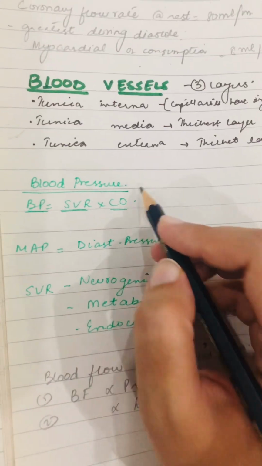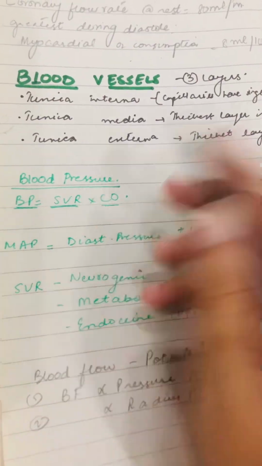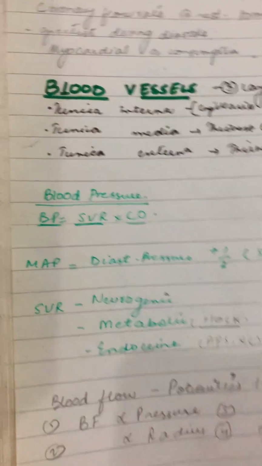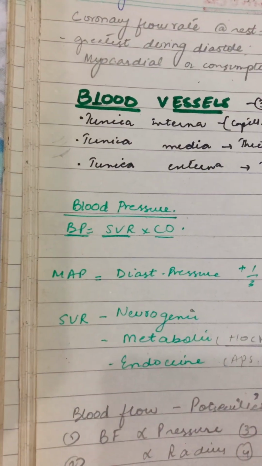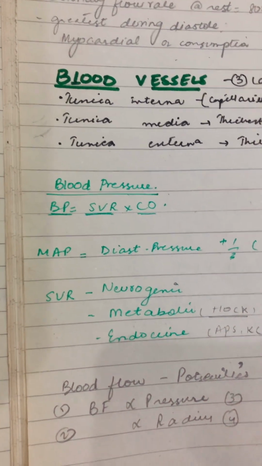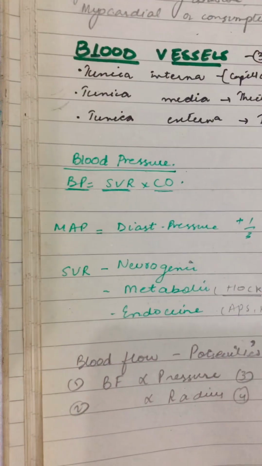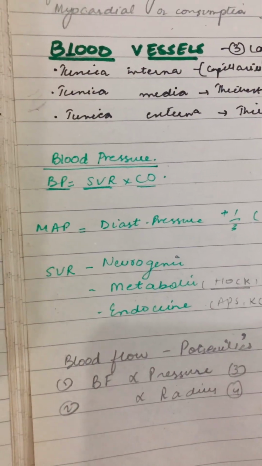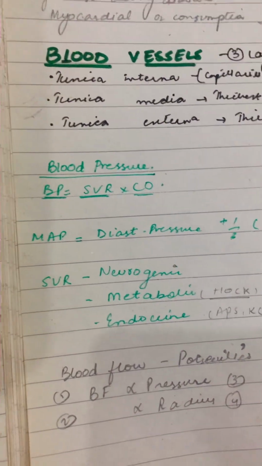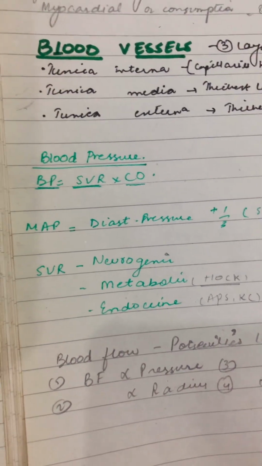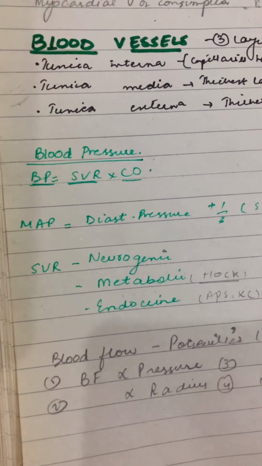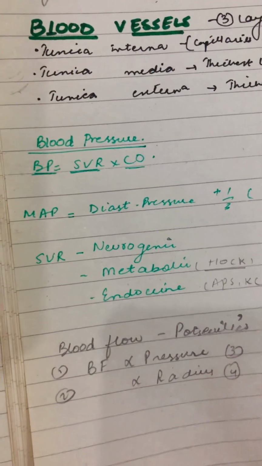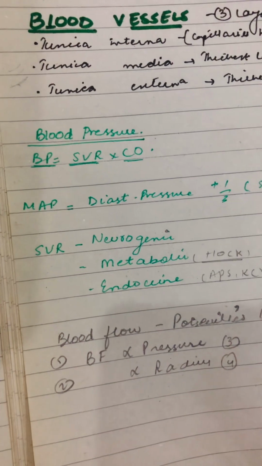Now the blood pressure. Blood pressure is equal to systemic vascular resistance into the cardiac output. It depends upon six factors, that is the blood volume, obviously, the viscosity, elasticity of the blood vessels, the diameter of the blood vessels, and the length of the blood vessels, and sixth, we have the hormones, that is the angiotensin converting enzyme, antidiuretic hormone, and the adrenaline.